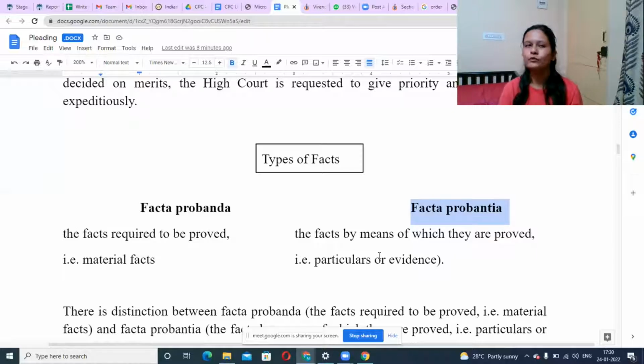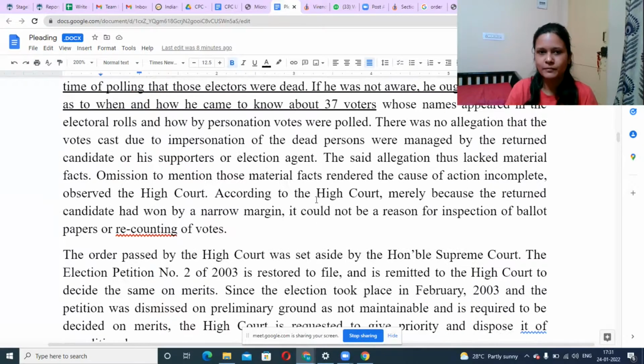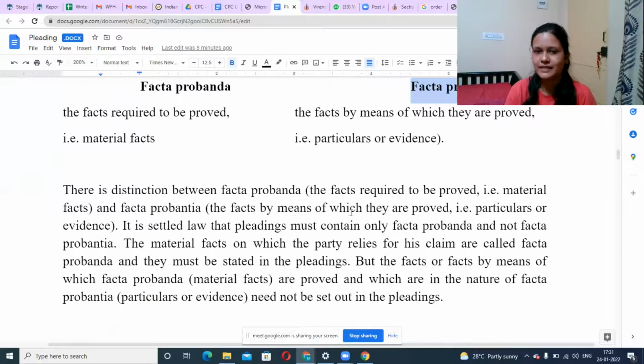As in, we don't need to prove how we came to know about it, how we derived a certain conclusion. Those things need not be there. So these are 2 types of facts which were classified by the Supreme Court in this particular case. The main distinction is that the facts that need to be proved, we need to mention in the pleading, but by what means, with the help of what other facts we would prove, we need not mention in the pleading, because it's somewhat like evidence, that we came to know this way or that way. Those need not be mentioned in the pleading.